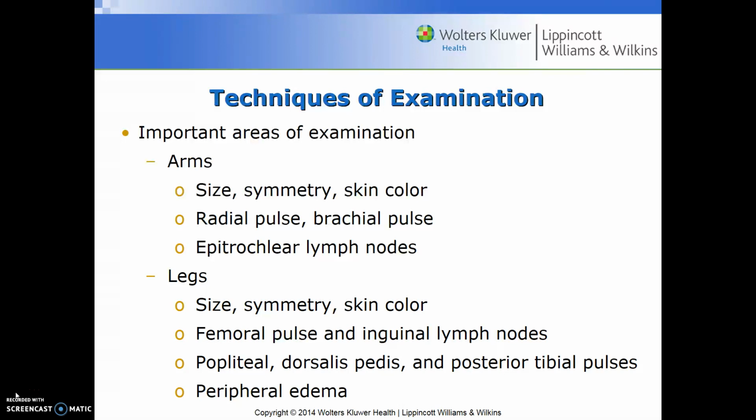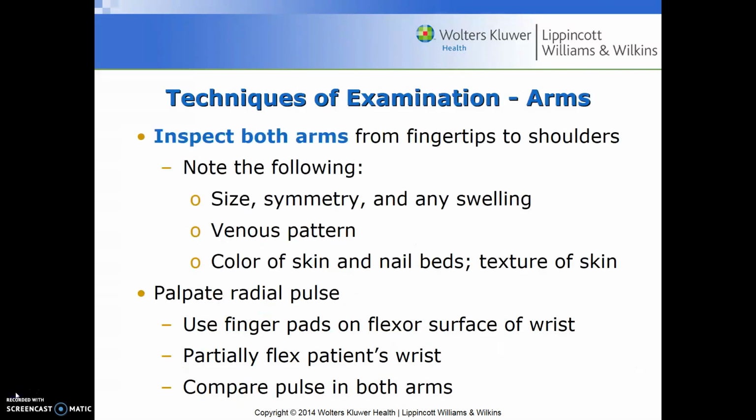And then legs, we're doing very much the same. We are also including inguinal lymph node assessment and assessing for peripheral edema. Need to inspect both arms from the fingertips to the shoulder, looking for size, symmetry, and any swelling. Venous patterns, color of the skin and nail beds, textures of the skin, and then palpate for the radial pulse.